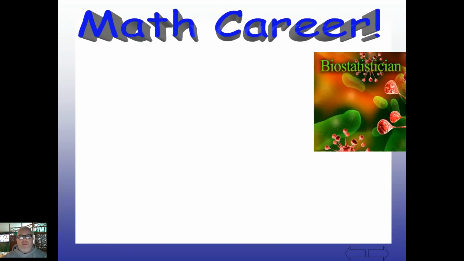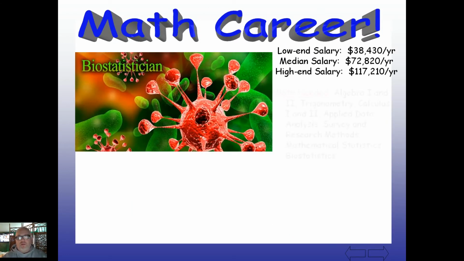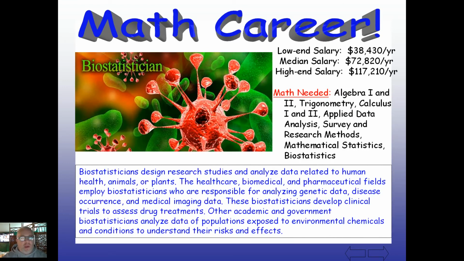You'll see. Math career for today is a biostatistician. Biostatisticians design research studies and analyze data related to human health, animals, or plants. The healthcare, biomedical, and pharmaceutical fields employ biostatisticians who are responsible for analyzing genetic data, disease occurrence, and medical imaging data. All right. So, really important job for high population centers especially. You see your math you needed there. Nice, healthy salary. A lot of medical here. A lot of chemistry. Lots of math. Lots of good times. If that's your strong point, that's something you're interested in doing. Good career. Biostatistician.